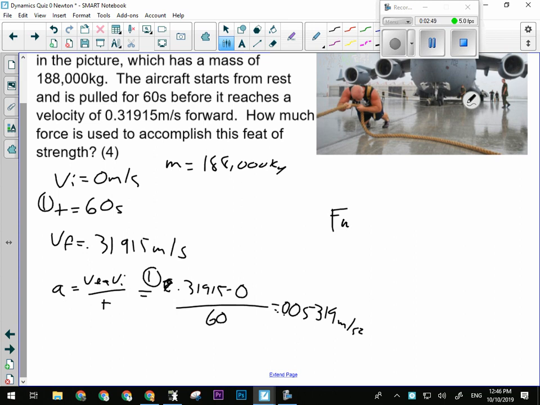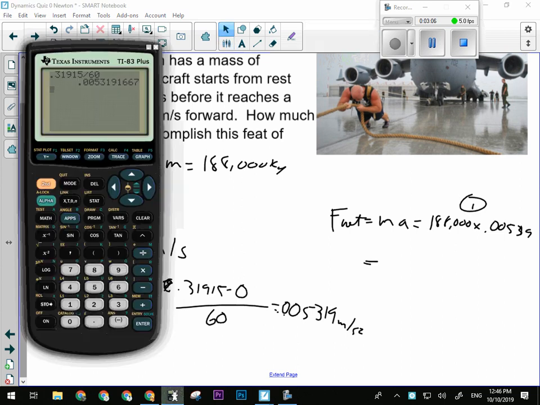Our next thing is how much force was used? Well, F net equals mass times acceleration, which is going to be 188,000 kilograms times that acceleration we just calculated, 0.005319. They can have a mark if they have that step somewhere. That gives us a force of exactly 1,000 newtons.